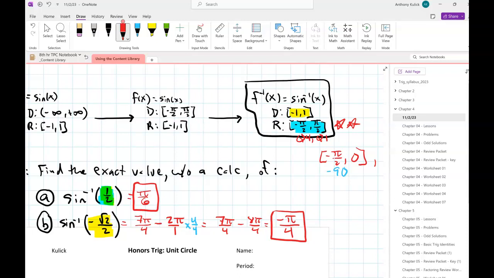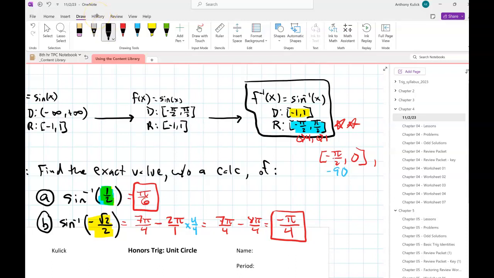So helpful hint. Whenever we're doing sine inverse and our answer lives in the fourth quadrant, we'll have to do this same trick. We'll have to subtract 2 pi from it. So anytime your answer, when you're doing a sine inverse, lives in the fourth quadrant, we're going to have to subtract 2 pi from that answer to get our final. Is that okay? Okay.